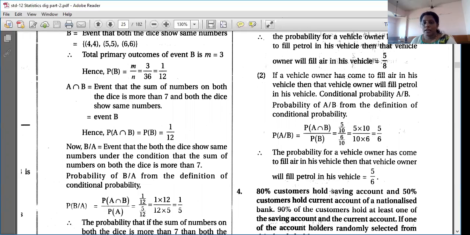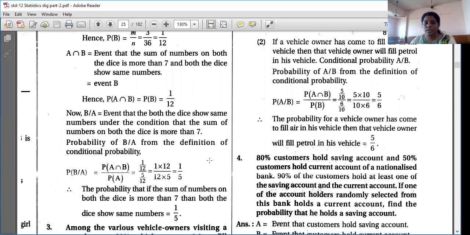If the word if is coming, I am telling you again and again, then it is conditional probability. And whatever statement or event is coming after if, that will be considered as the upon, the denominator. Okay? So do not get confused about what to take in the denominator.